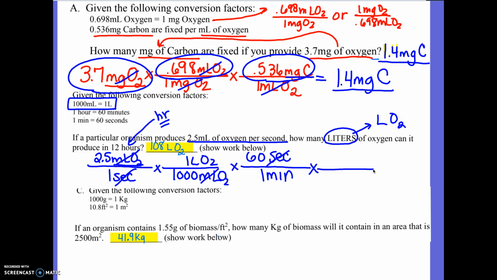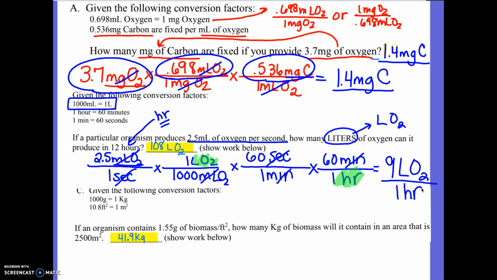I need to convert from minutes to hours. So there are 60 minutes in 1 hour. Notice minutes will now cancel, and my units, if I stop here, would be in liters of oxygen per hour. Now, if I multiply all of this out, I believe I get 9 liters of oxygen per 1 hour. But I need to go back to my question.